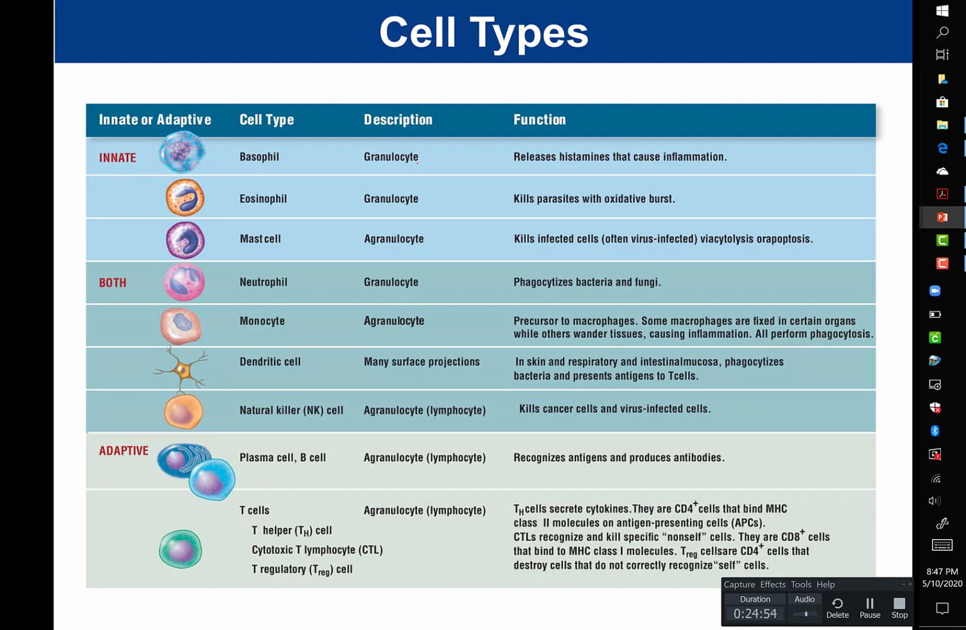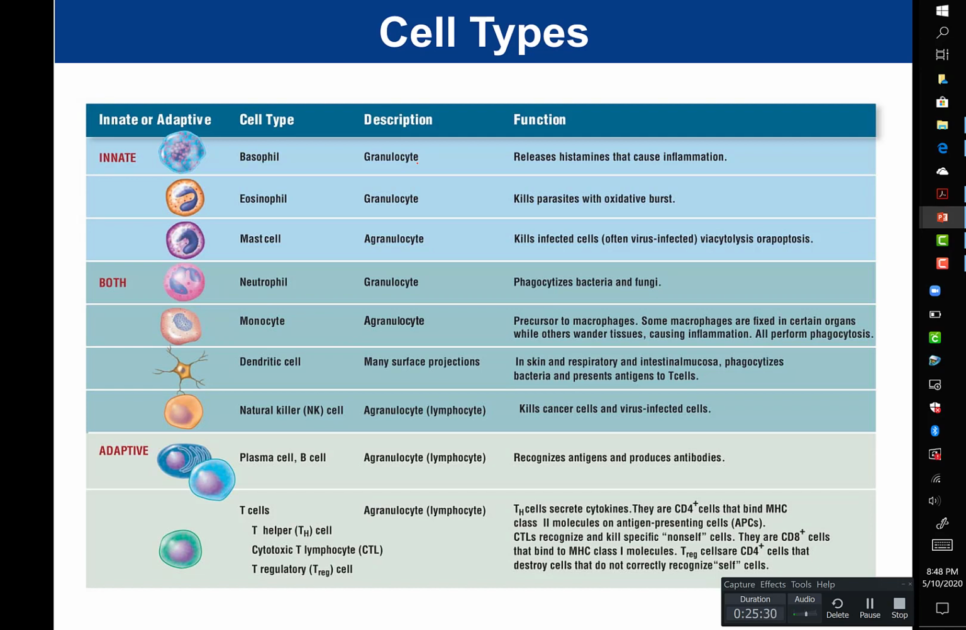Natural killer cells are an agranulocyte. Again, they're part of our lymphocytes. And so you might recall in the blood lecture for lab that I mentioned natural killer cells. They're a type of lymphocyte, but they play a role in innate and adaptive. Natural killer cells specifically kill cancer cells and virally infected cells. So again, it's going to target self cells that are infected, that need to be destroyed.